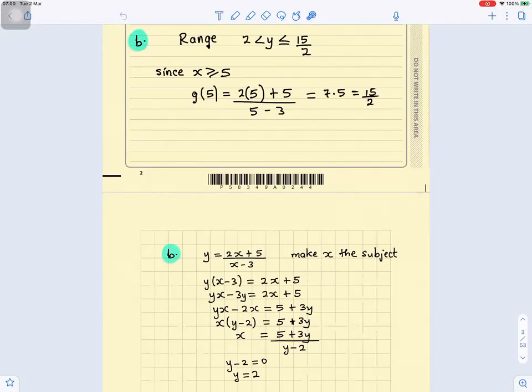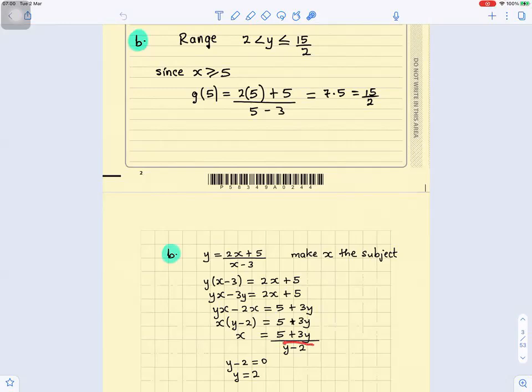Another way to do part B is to write y equals 2x plus 5 over x minus 3. You make it equal to y, and then you want to make x the subject. So x minus 3 goes to the left. It becomes y bracket x minus 3 equals 2x plus 5. Remove the bracket. You get yx minus 3y equals 2x plus 5. And you collect like terms. 2x comes to the left, becomes minus 2x, and 3y goes to the right, becomes plus 3y. So you factorize: x bracket y minus 2 equals 5 plus 3y, and you get x to be 5 plus 3y over y minus 2.